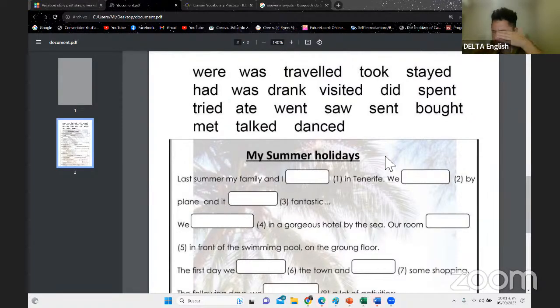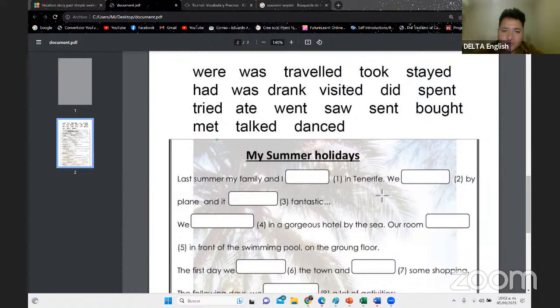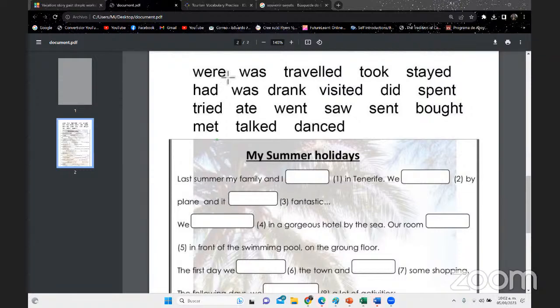Okay, maybe Miguel, please, can you help us reading? Yes, teacher. Let's read this text, and we complete with the verbs that we have above. Okay, teacher. Last summer, my family and I traveled in Tenerife. What do we have in? Visit? No. Visited in. Where? Exactly. Last summer, my family and I were in Tenerife.